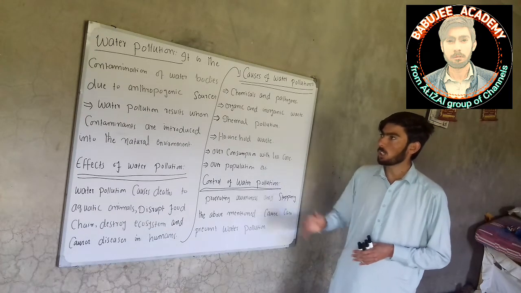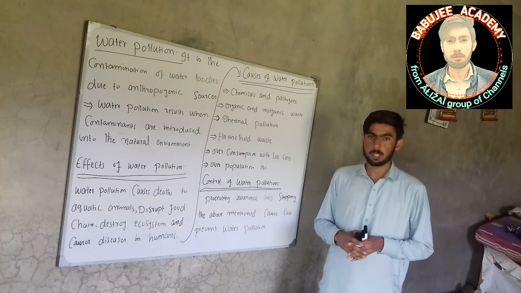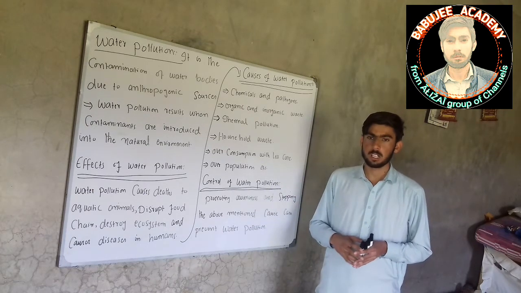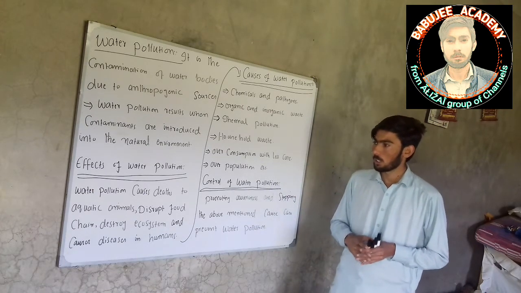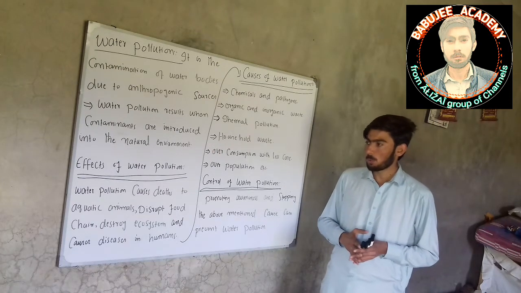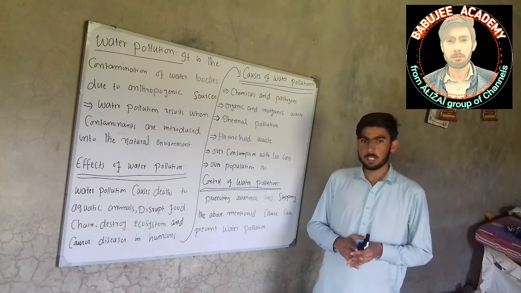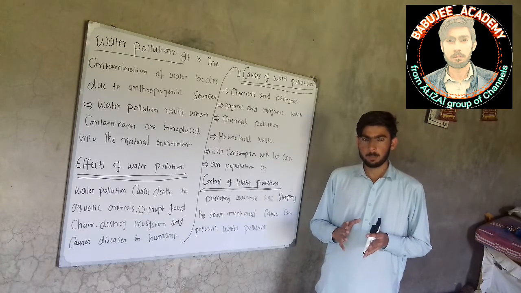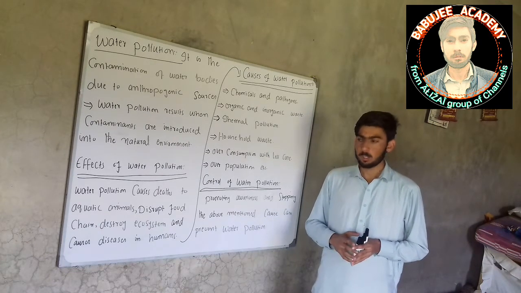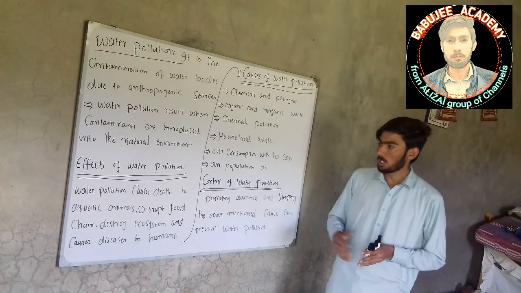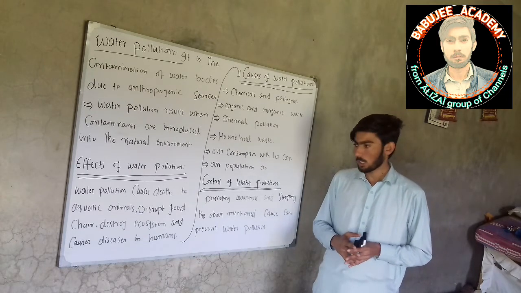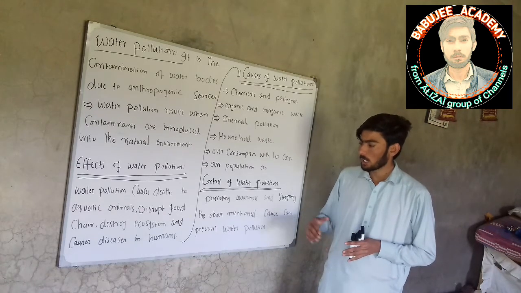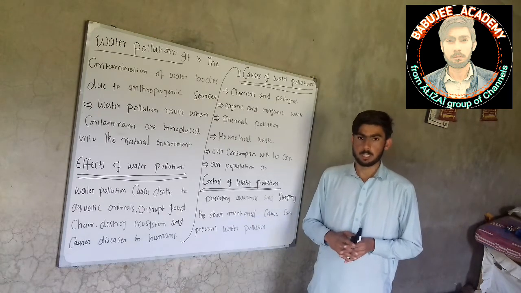We studied that water pollution is the contamination of water bodies due to man-made sources, human sources or anthropogenic sources. Now what are the effects of water pollution? Water pollution has an adverse effect on the biotic component of our environment. The biotic component is the living component of our environment. Water pollution also causes deaths to aquatic animals, disrupts the food chain, destroys ecosystems, and causes different diseases in humans.